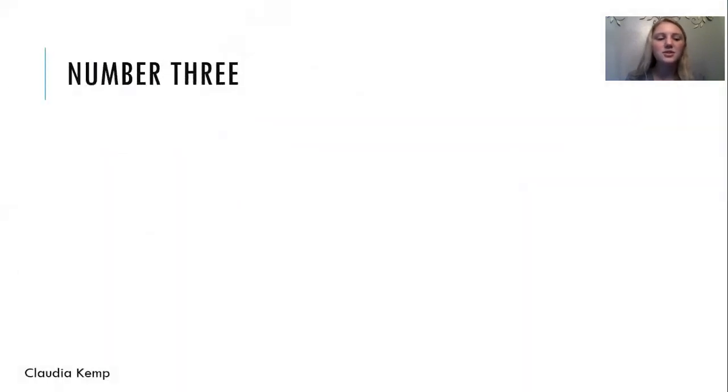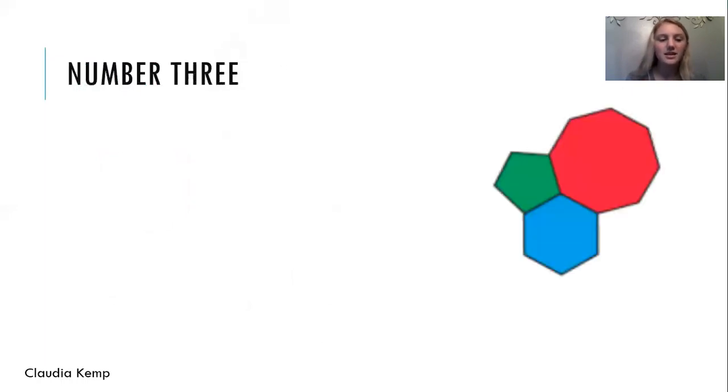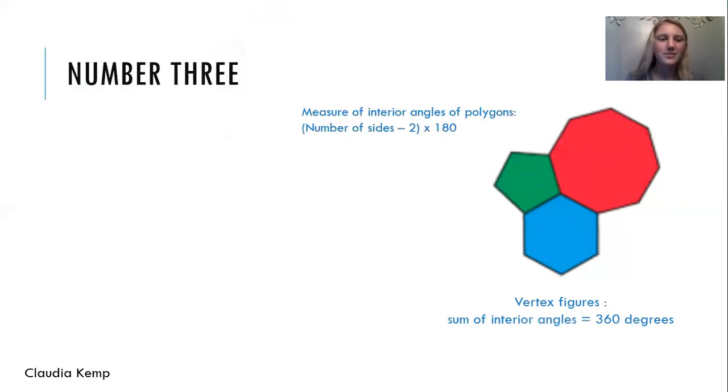Number 3 gives a situation in which a student cuts out a regular pentagon, a hexagon, and an octagon like this, and she thinks that it's a vertex figure and we are to respond to her. Well, first thing you've got to know is that a vertex figure is determined by whether or not the sum of the interior angles equals 360 degrees. That's why there's no gaps or overlap.